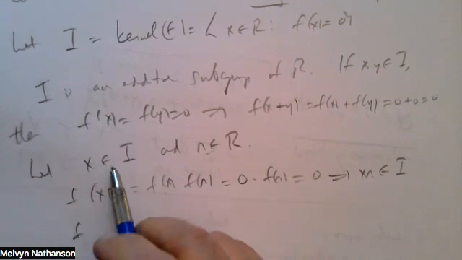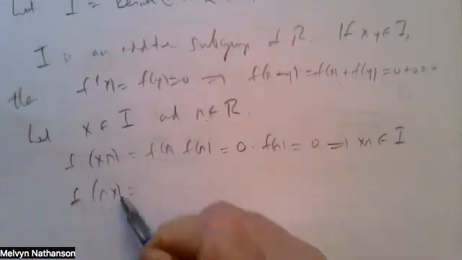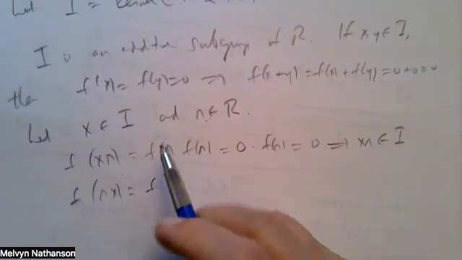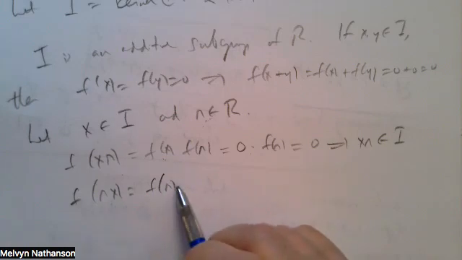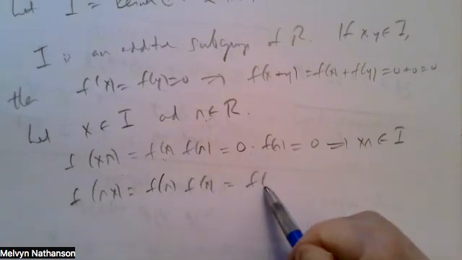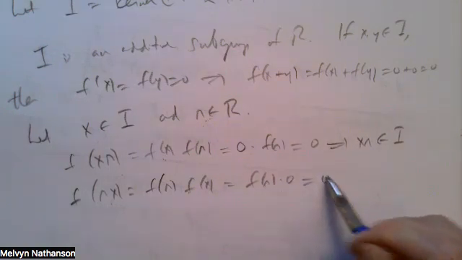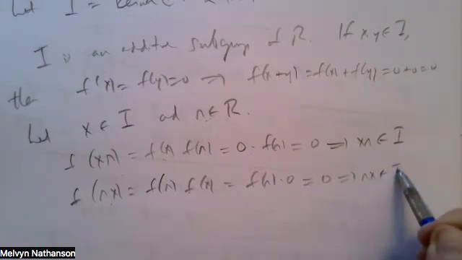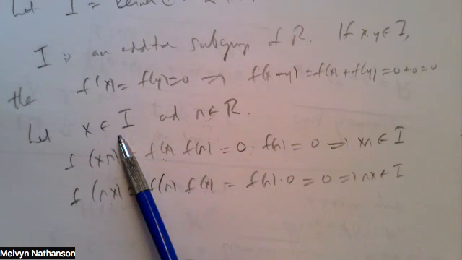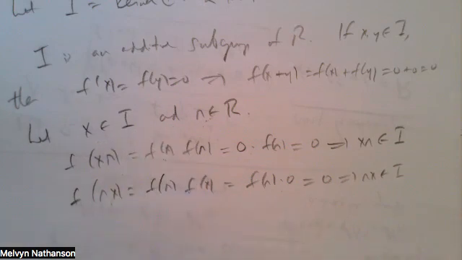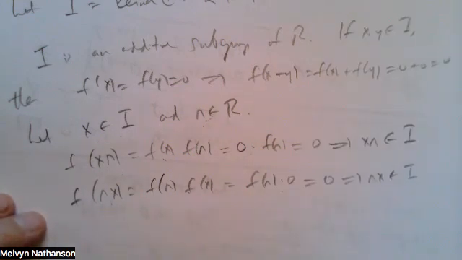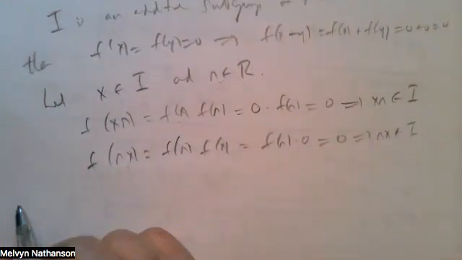What about if I multiply x on the right by r? Again, because this is a ring homomorphism, f of rx is f of r times f of x. That's f of r times 0. f of r times 0 is 0. So rx is in I. So this set I is an additive abelian subgroup of the ring, and it's also closed under multiplication, not just by other elements in the kernel, but by any element in the ring. And a set with this property is called an ideal.